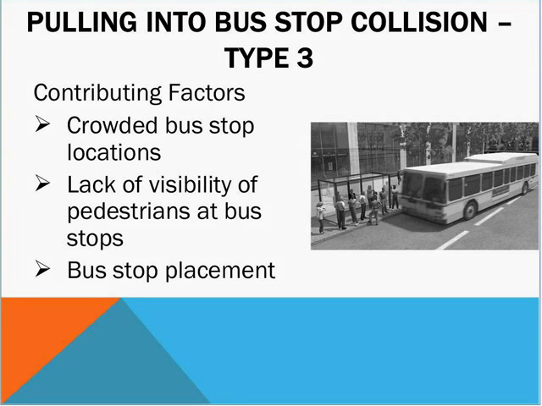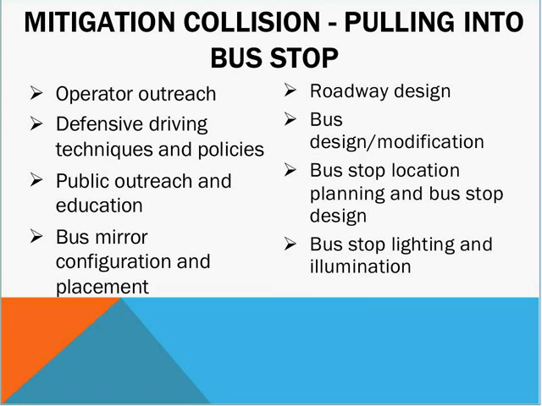This is the Type 3. We have to make sure that everybody is secure at the bus stop before pulling into the bus stop. Of course, this is all common sense and information that we all understand. These are some of the mitigations that help improve the interface between the bus and the bus stop.